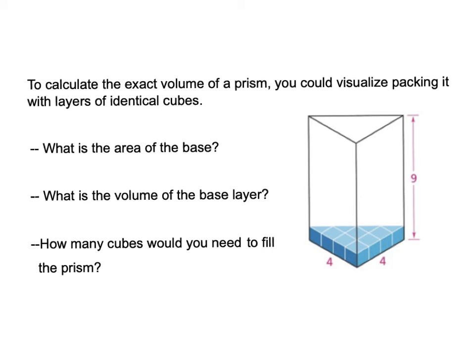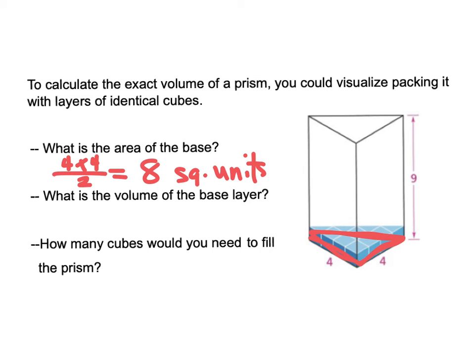So to find the volume of the triangular prism shown, again, we would think about stacking it with layers of cubes. So looking at our questions, it's asking us what is the area of the base. So if I just think about the area of that triangle on the bottom, it's a 4x4 triangle. So the base is 4 and the height is 4, but since it's a triangle, I have to divide by 2. So that means that the area of the base is 8 square units.